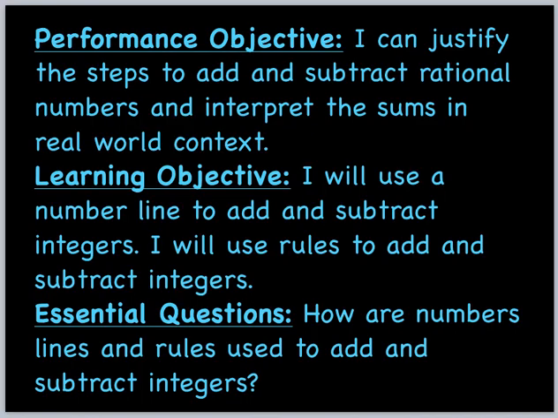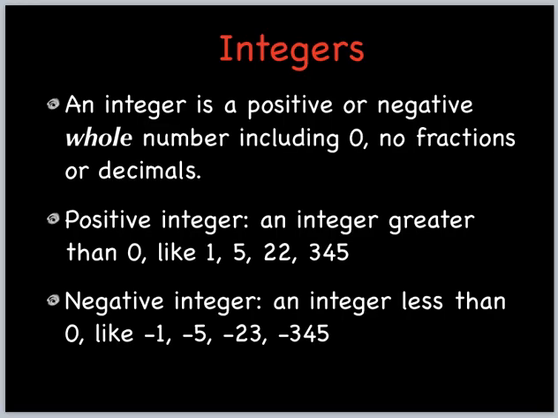To start with our lesson, I may present to you our objectives for today. First, our performance objective is to justify the steps to add and subtract rational numbers and interpret the sums in real-world context. Our learning objective is: I will use a number line to add and subtract integers, and I will use rules to add and subtract integers. Our essential question is: how are number lines and rules used to add and subtract integers?